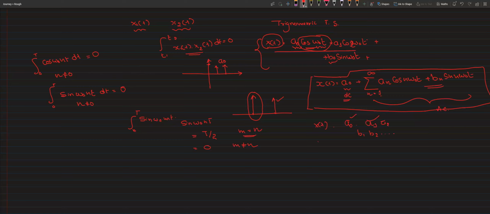So the formula for finding A0, that is the DC component, is actually 1 by T integration 0 to T g of t dt. Any signal, g of t, can be x of t also, the input signal, any input signal they give you. You have to integrate over one period and divide that by the overall period. That we will get as the DC value.